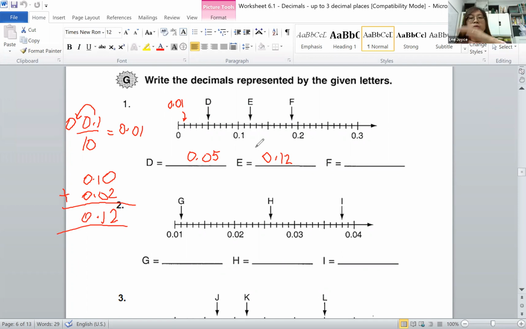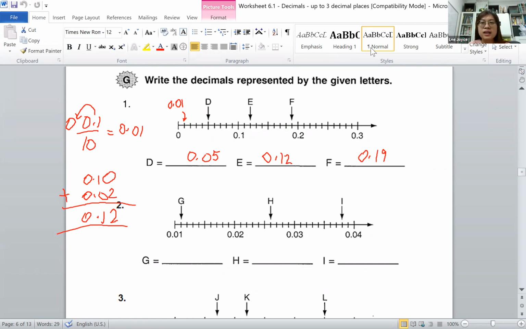After we've gone through these simple questions, in the next section you're going to do addition and subtraction of decimal numbers. When you do addition and subtraction, you put them in the same column and do this kind of working. So what about F? F is one division away from 0.2, so this will get you to 0.19. Okay, everybody? Good. Now it's your turn to try.